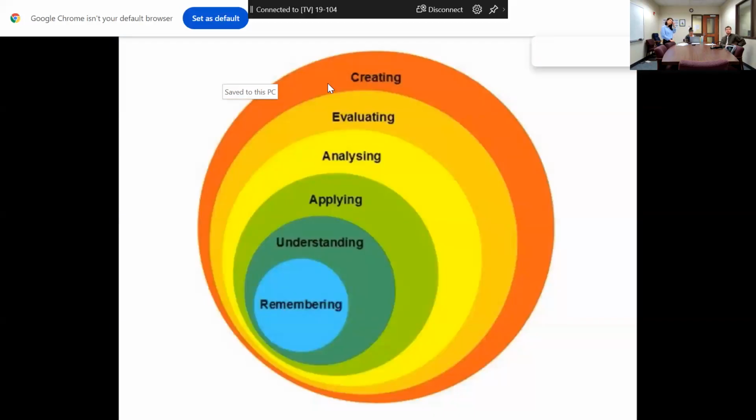So when learning something new, students start with remembering and understanding, and once they're able to do that, they can move on to applying, and then analyzing, and then finally evaluating and creating.